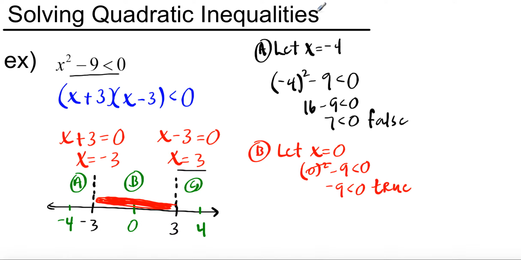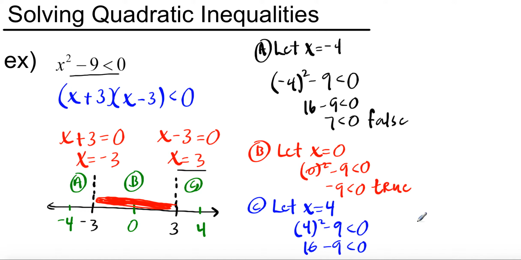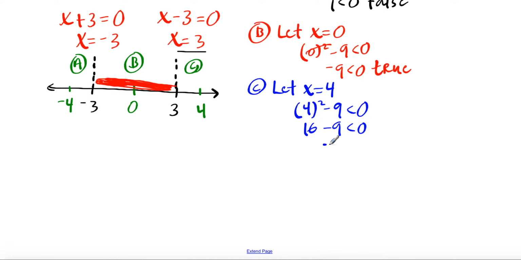And then we're going to just check section C. And we'll use 4, because 4 is in section C. So we're going to test x equal 4. That gives me 4 squared minus 9 is less than 0, which is 16 minus 9, which is less than 0. And 16 minus 9 is 7. 7 is not less than 0. That's a false statement. So again, that means we don't have any solutions in that section. So our solutions to this inequality are only right here in section B.